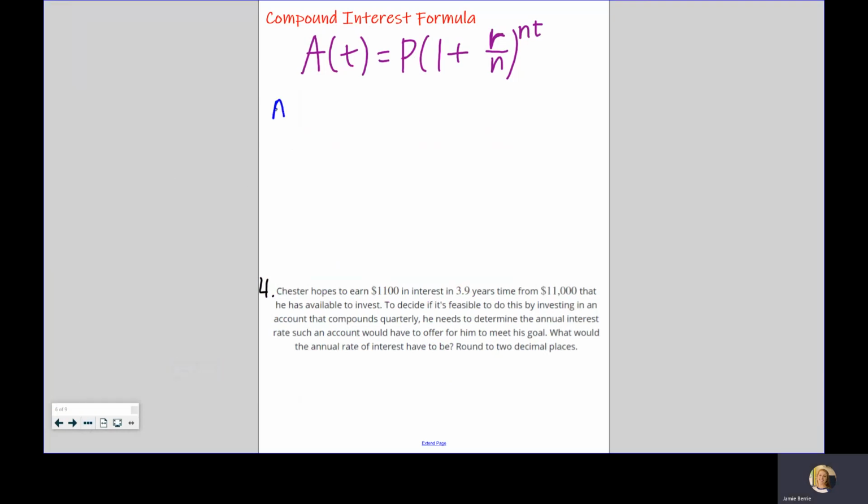All right, so A of t is the future value. P is what's called the principal. That's going to be either the amount that you originally invest or the amount that you originally finance if you bought a car or a house. r is your interest rate in decimal form.